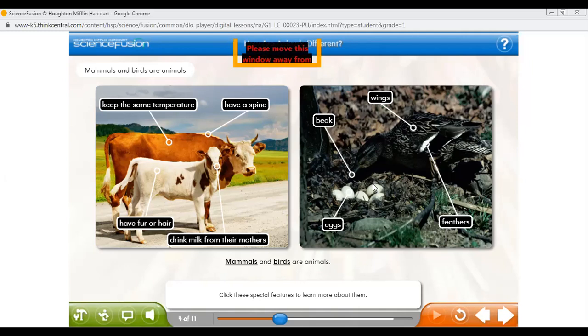Now we have the bird. So bird, it has wings, it has feathers, and also it lays egg. It does not give birth to the young ones. After the egg hatches, there is a young one. But it starts with an egg. But the cow, they directly give birth to the young ones. So these are the mammals and the birds, how they are different from each other.